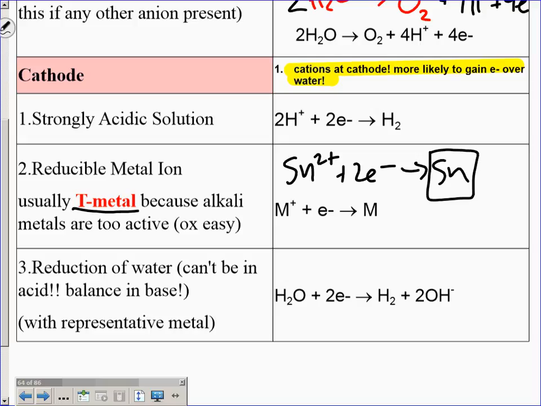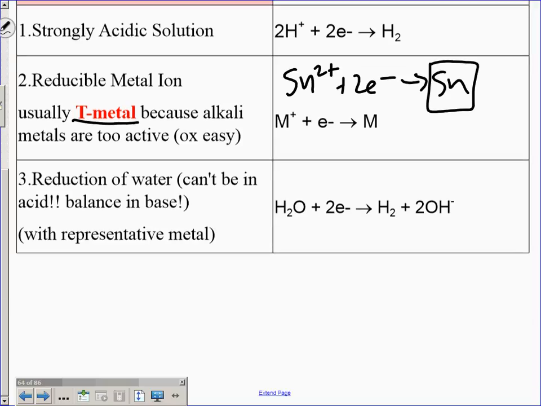Tertiary source of a cathode, if you don't have an acid, if you don't have a transition metal, you have to choose water. Water is the thing that will react with your cathode. So if you do the reduction of water, it takes a little bit more effort. Why can't this be balanced in acid this way? This is my note to self.